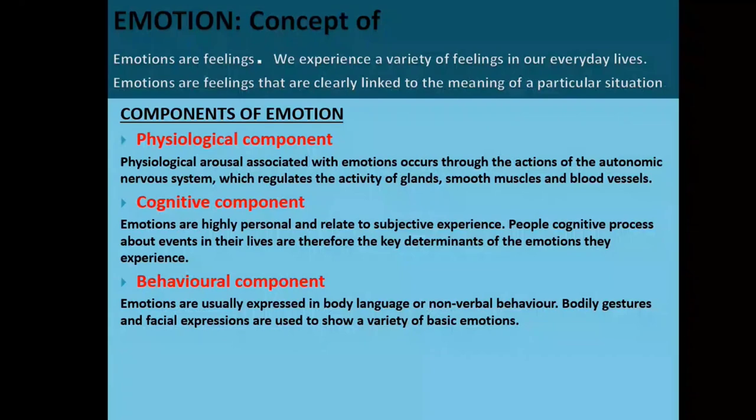There's a high level of blood flow. Blood flow happens where? In your heart. Your heart pumps blood in and out. Then there's smooth muscle activity that is physiological, which is internal. Then you have what? Cognitive components. Cognitive starts from the mind.